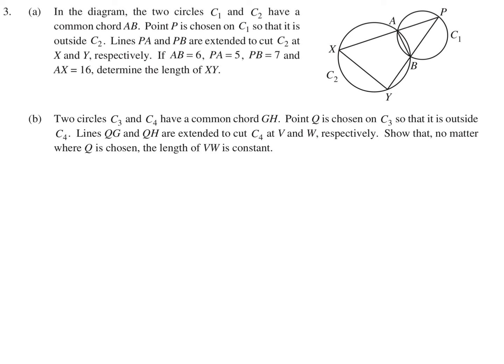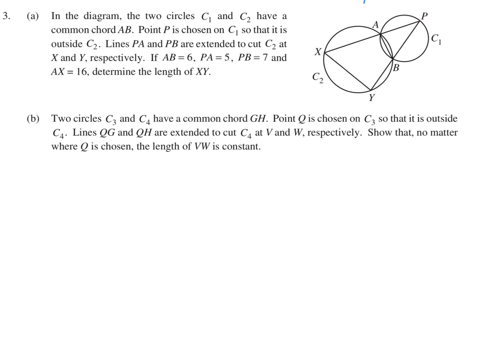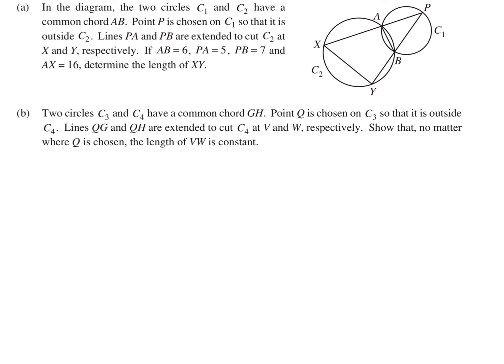Lines QG and QH are extended to cut C4 at V and W, respectively, so that no matter where Q is chosen, the length of VW is constant. Show that. Okay, so it's the same diagram, I believe. The only difference is they've changed the letters. Yeah, it's the exact same diagram. So instead of this being C4, it's C4 this time, and this is C3, which doesn't really matter.